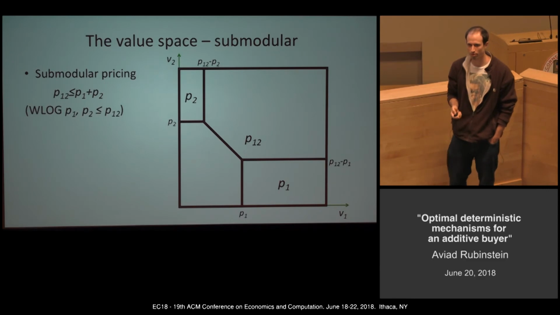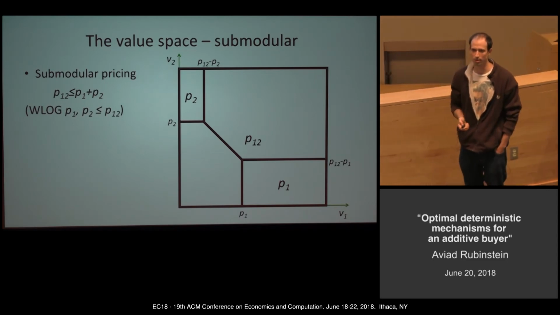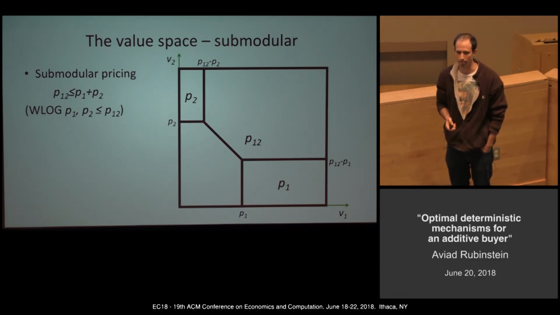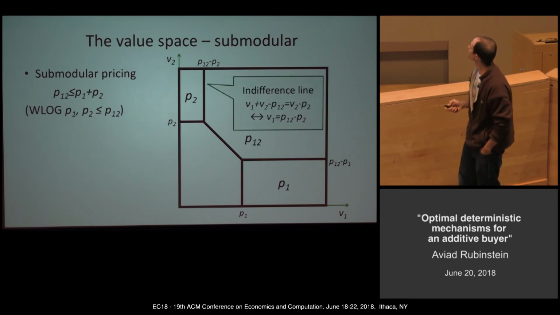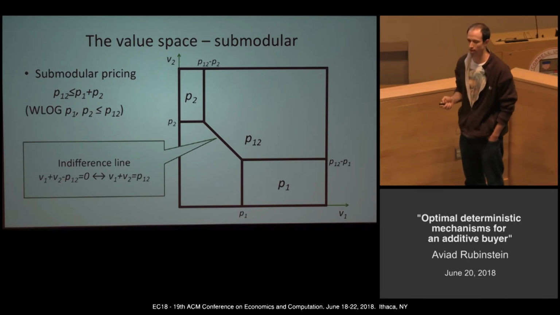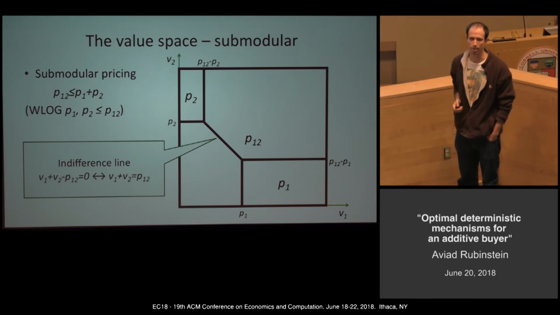And one more of those pictures. This is what a submodular menu looks like. So now we gave a discount for the bundle, so this region where the buyer wants the bundle becomes bigger. And now there is a point of indifference when buying nothing jumping to buying the entire bundle.